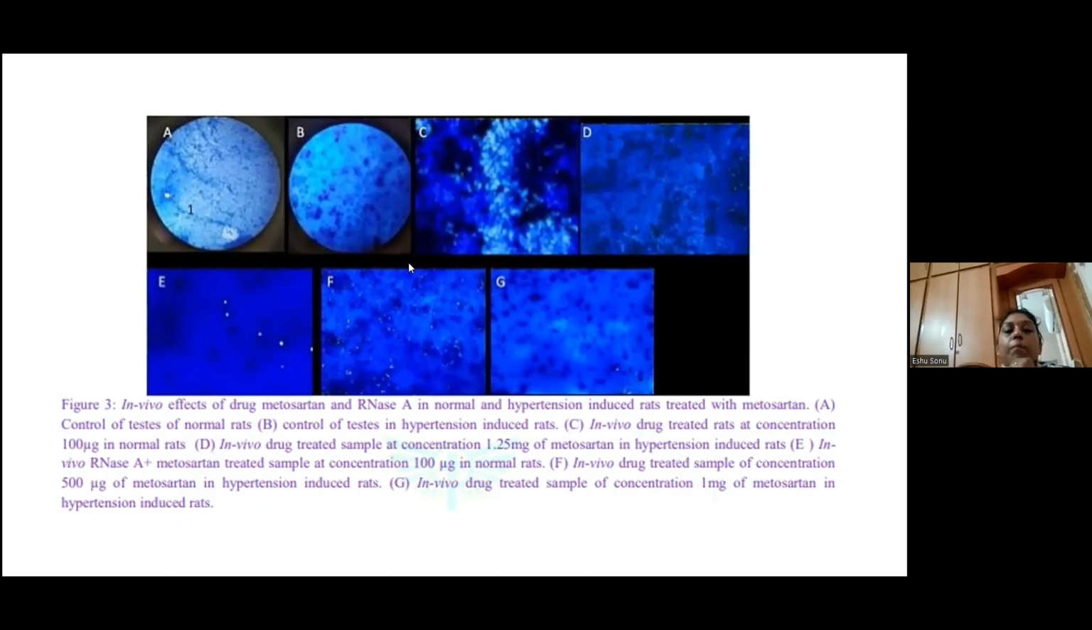It won't affect much in the in vivo condition in normal patients. But if you go for hypertensive patients and give this metosartan, there is a chromosomal disturbance occurring. So you can see C and D are the drug treated rats. C is with 100 μg, D is with 1.25 mg, and E is RNase A plus metosartan treated sample at 100 μg, and F is the 500 μg given sample, and G you can see the 1 mg metosartan.